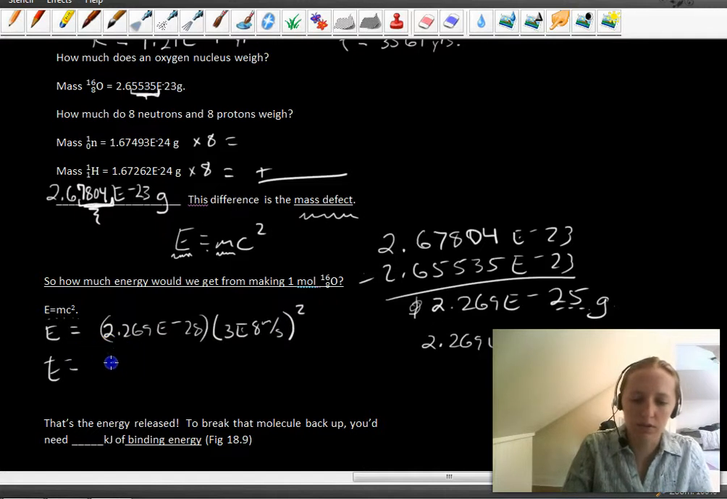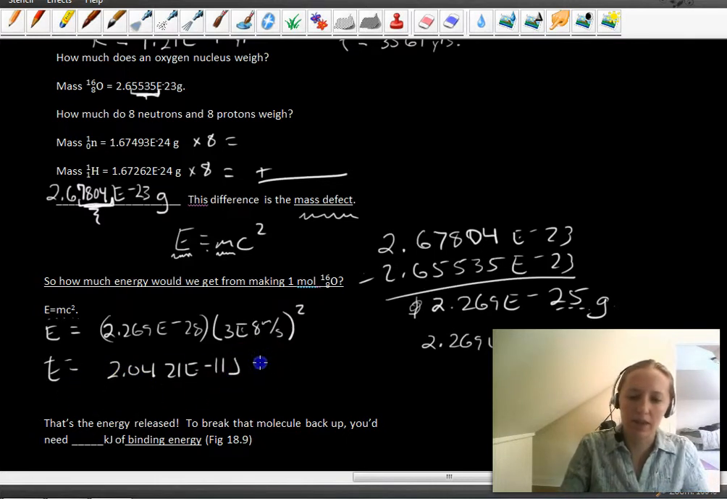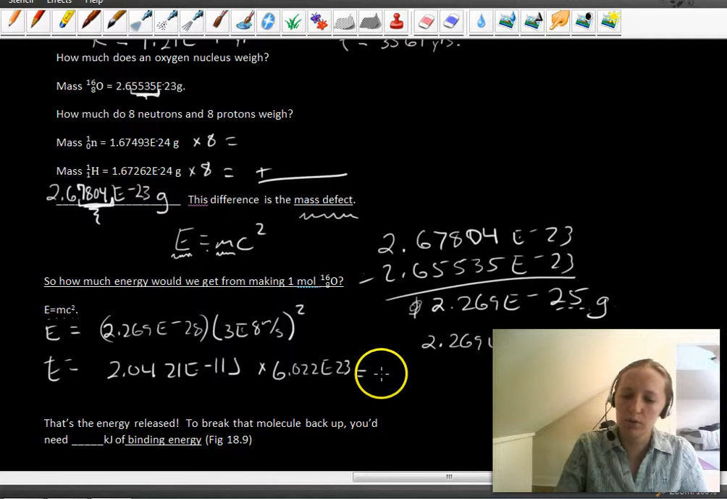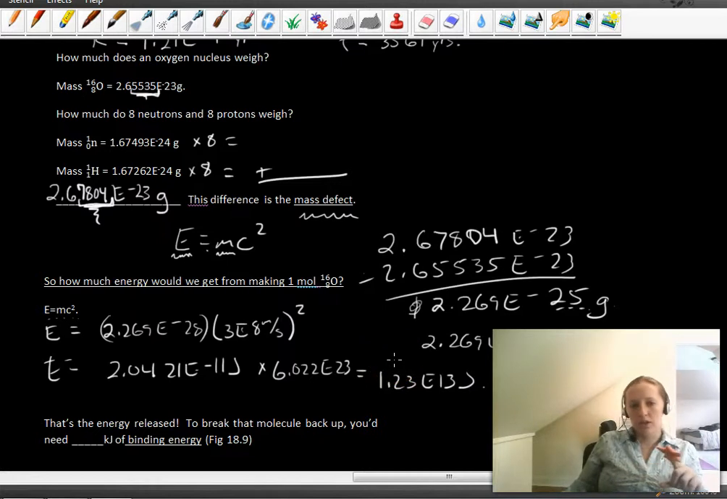So you end up with 2.0421 e to the negative 11 joules. That's for one atom, one nucleus. You need to multiply that by the number of atoms in a mole, so 6.022 e to the 23, and you get the number of joules, 1.23 e to the 13 joules. The number of joules that you would get if you took loose neutrons and protons and crammed them into nuclei and made a mole of oxygen nuclei.